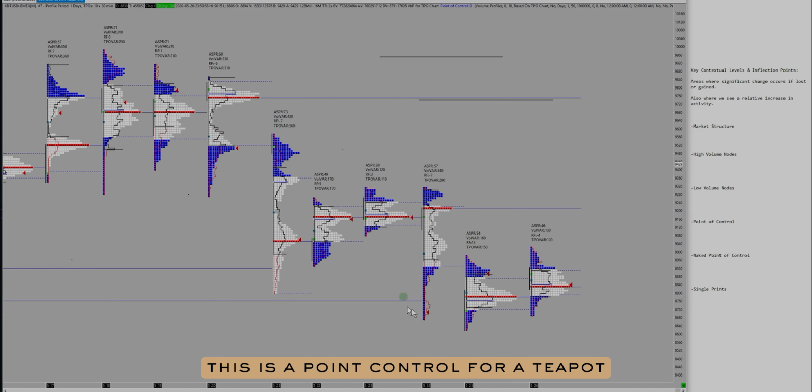Now remember, this is the point of control for a TPO chart. We're not talking about the point of control for a volume chart yet. Ideally, we would want to see these confirm each other, but the point of control is technically fair value within the structure according to market profile basics, right? The original tenets of market profile. Point of control is fair value.